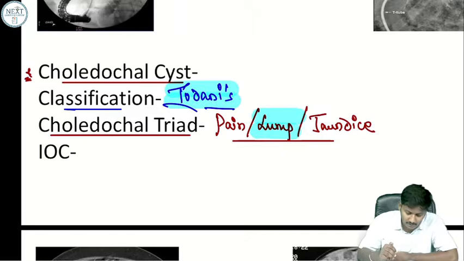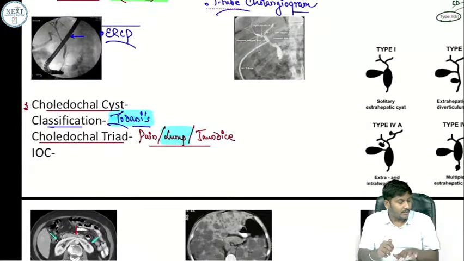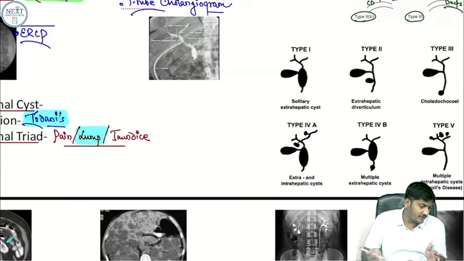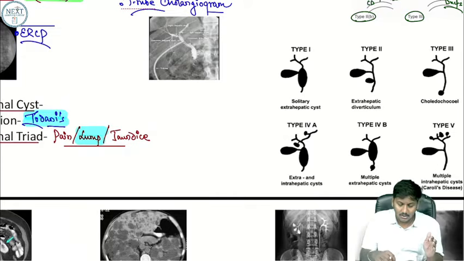And according to Todani's classification, Morrison's pouch is nothing else but the hepatorenal pouch. I explained it in the fast session. Morrison's pouch is the hepatorenal pouch definitely. It is the pouch between the liver and the right kidney. That is important to be remembered.